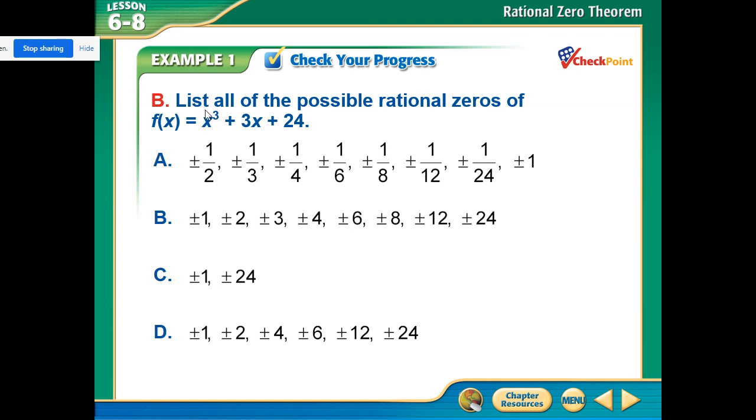What about this one? No leading coefficient, so we're just looking at the 24. So what multiplies to give us 24? 1, 2, 3, 4, 6, 8. So these are the only numbers that we should have to try.